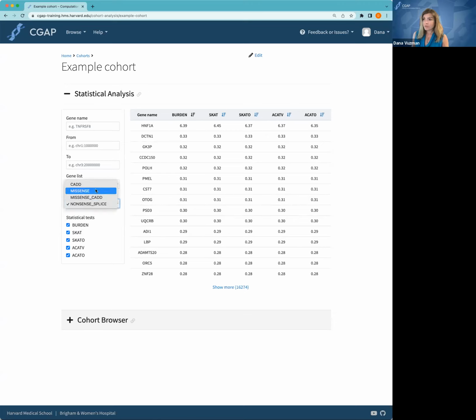We can also select a specific gene list. For instance, instead of looking at all the genes that contributed to the p-values, we can look only at 73 genes from ACMG 73. And obviously, there are significantly fewer genes to focus on. We can also focus on a gene name or a genomic position. But for now, let's look at all of them.